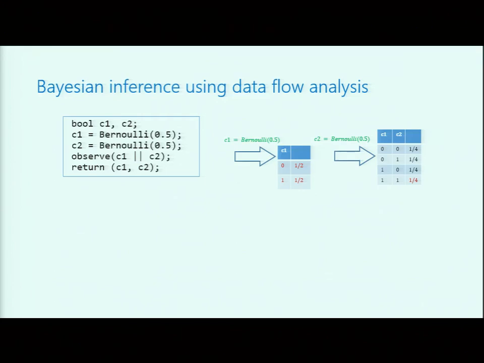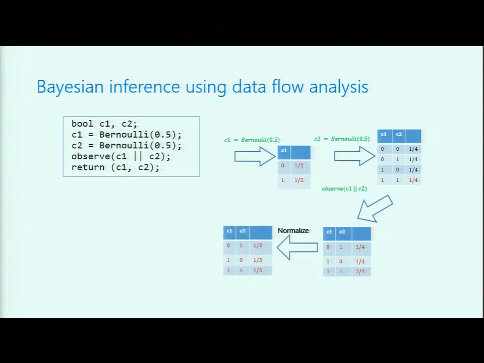And then I'm going to take this table and push it through this observe statement. How is this observe statement going to transform this table? It's going to knock out that row which corresponds to C1 equals false and C2 equals false. And then finally, since I'm returning C1, C2, I'm interested in returning a valid distribution, which means that I need to normalize this table because this is just a sub-distribution, and I get this answer which you saw earlier, which is this uniform distribution with parameter 1/3. And that's it. So what's the problem with this approach?